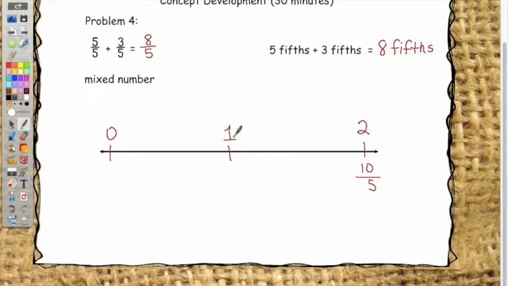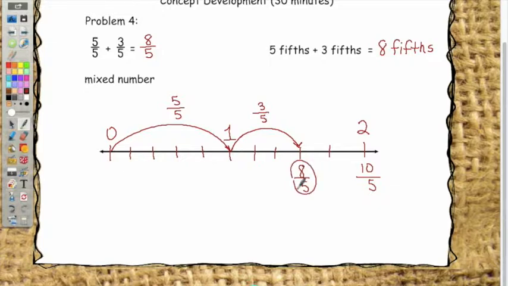What's my denominator? 5. So 4 tick marks between each whole number. Okay, so the first one is 5/5. Where do I stop? At 1 whole. 5/5 plus 3/5 equals 8/5.